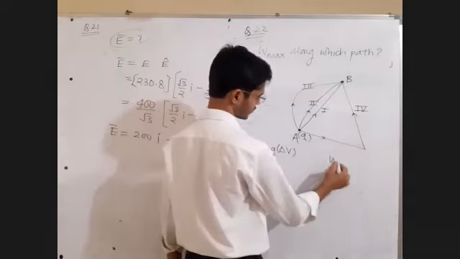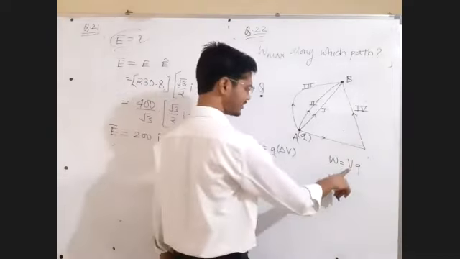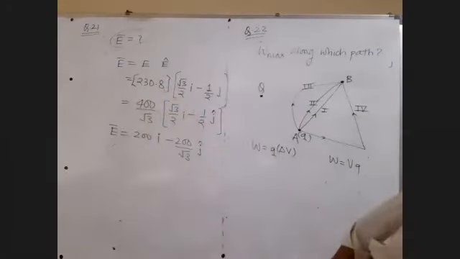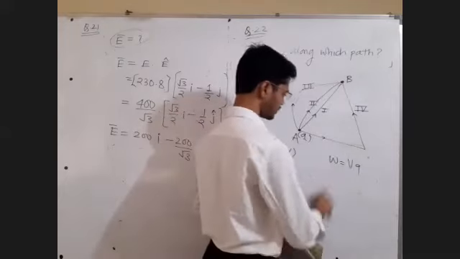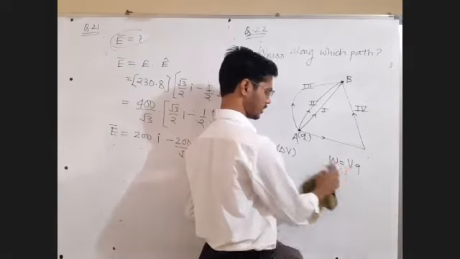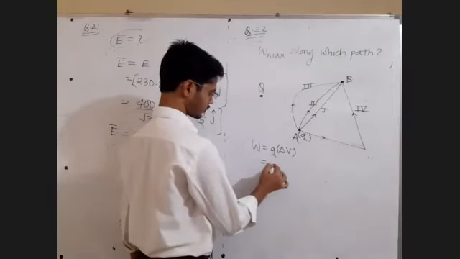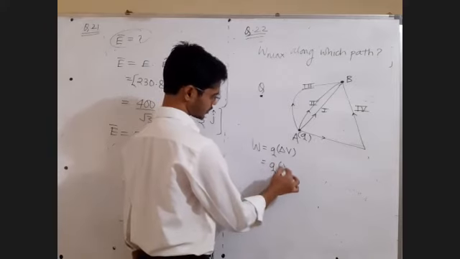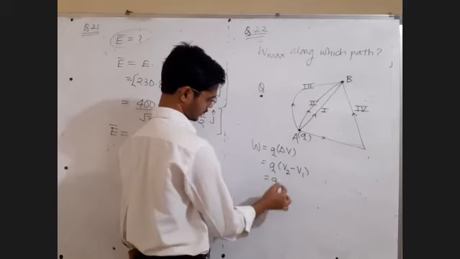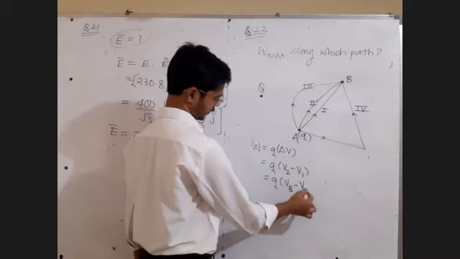People say W is equal to VQ, but they know that this V is the change in potential. So actually it is potential difference, not only potential. So I will write it as Q delta V. Q as it is. Delta V is final potential minus initial potential. The final point is point B. The initial point is point A.